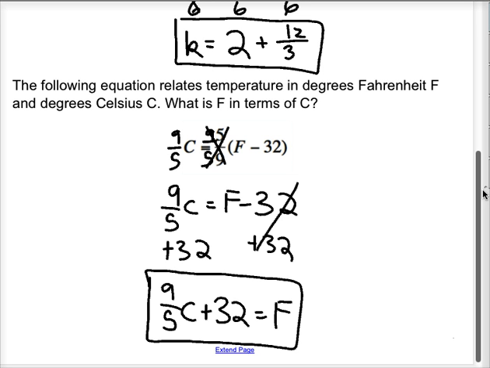And there you have it. You now have F in terms of C. That means F by itself, you use C to calculate it.